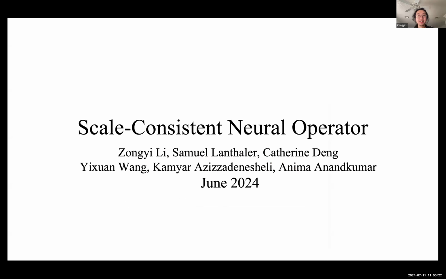Okay, thank you. So for the second part, I'm going to talk about recent work: scale consistent neural operators. The general idea is to have one foundation operator that can learn multiple scales and multiple types of equations.